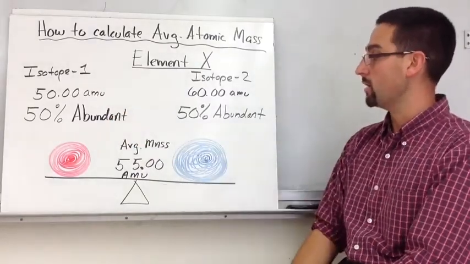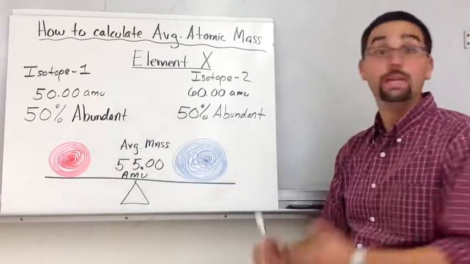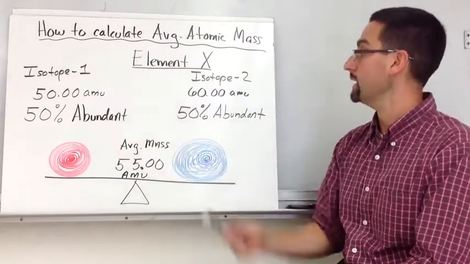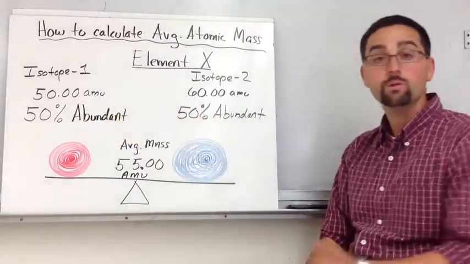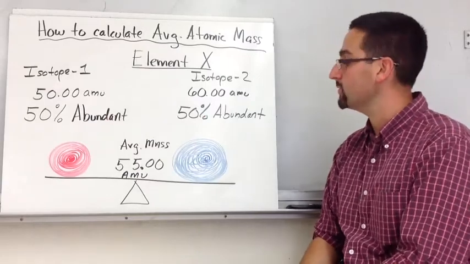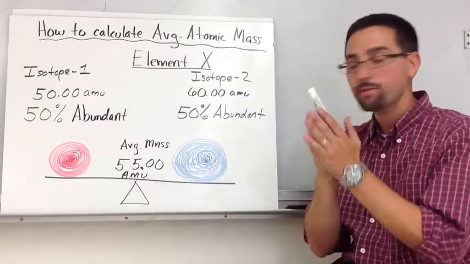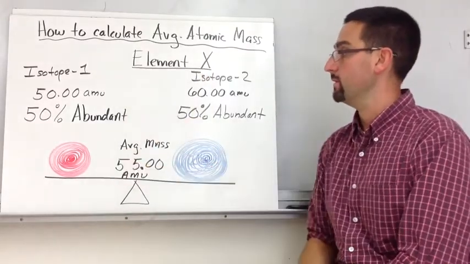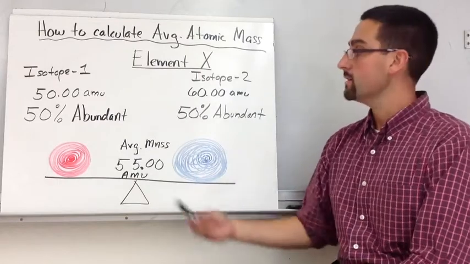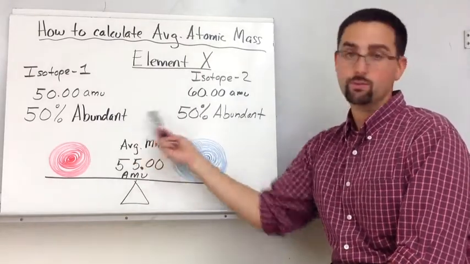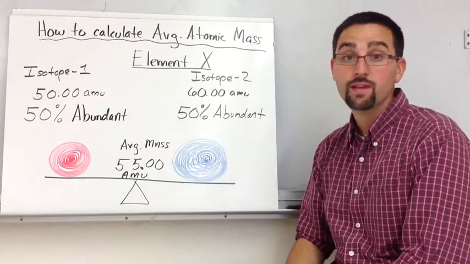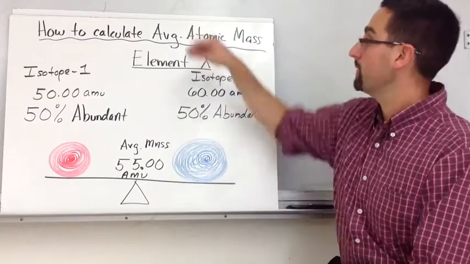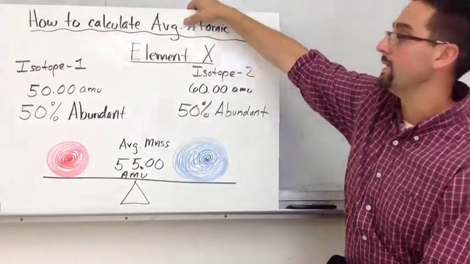So if you think of a seesaw, since it's 50-50, we can simply add up 60 and 50 and divide by 2, right? So that would be 60 plus 50 would be 110 AMUs divided by 2. And look at that, we meet perfectly in the middle of the two atomic masses. But you can't do that all the time because some isotopes are not always 50-50. In fact, most are not 50-50, and some have 3, 4, even more isotopes. So this is where we use the weighted average.